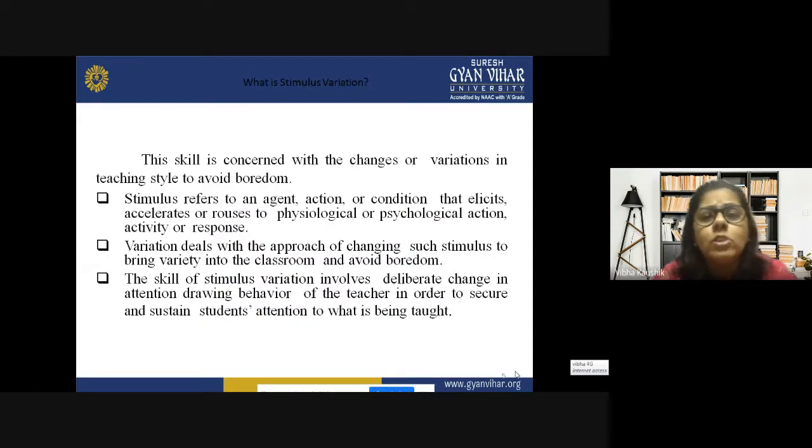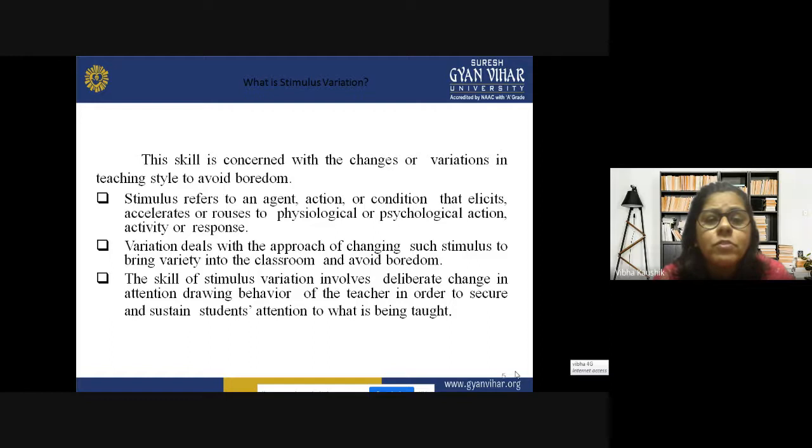Now, what is stimulus variation? The skill is concerned with the changes or variation in teaching style to avoid boredom. What happens when a teacher is teaching students? Sometimes the students become bored. They do not enjoy the teaching learning process. So, to make the teaching learning process lively and to avoid the boredom, the teacher should use the stimulus variation skill in the class while teaching the students.